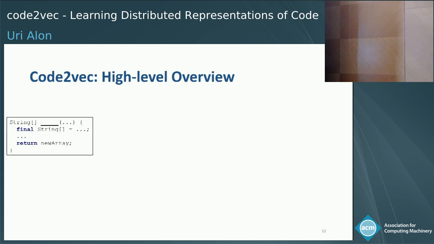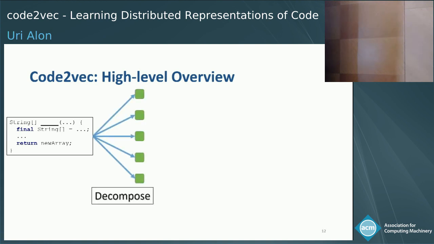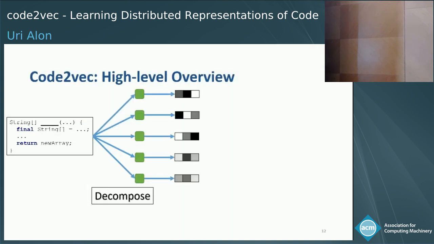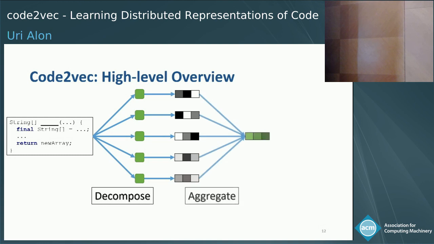So at a high level, we take a program, we decompose it into a set of meaningful pieces, we represent each piece as a vector, and we aggregate all vectors into a single code vector which we use to make the prediction.